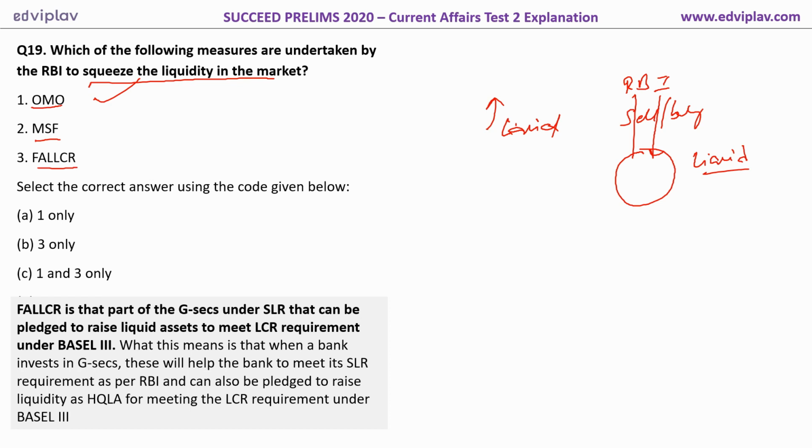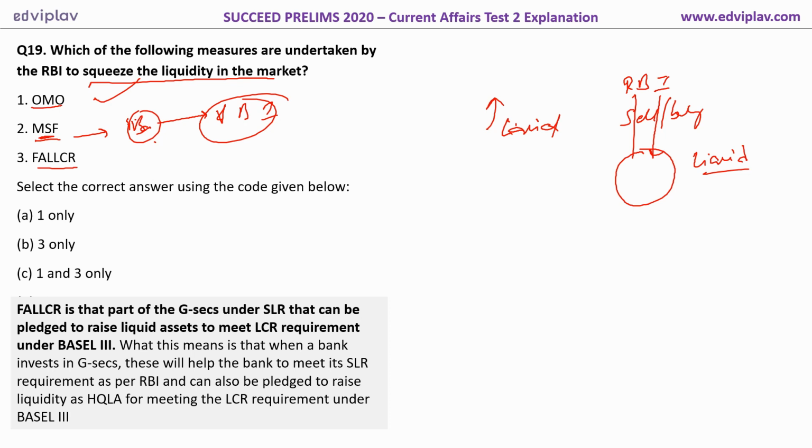Next is marginal standing facility. So marginal standing facility is what? It is not related to this squeezing. It is a term relating to banks and RBI. Whenever banks require some money for a short term requirement, these banks can, by keeping government securities, take short term loans from the RBI. This is about MSF. This is not related to the liquidity in the market.